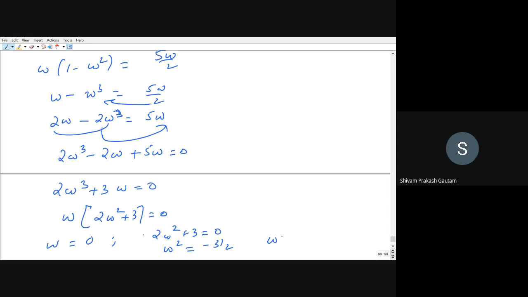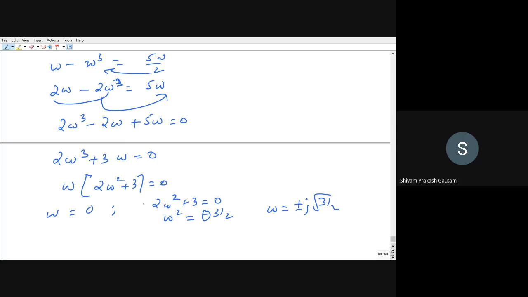So omega will be equal to plus minus j under root of 3 by 2, because it is minus, you can see, and under root of minus will be j. So that is why I am putting here j. But from here we can say that the frequency that we are getting is invalid. Why? Because frequency cannot be an imaginary part. So here you are getting j omega, so frequency cannot be imaginary. You can write, this is invalid and this is valid.